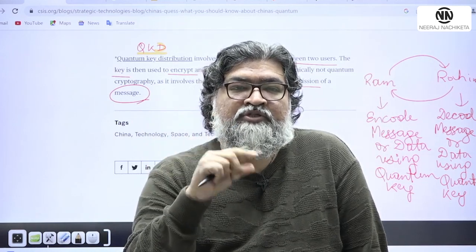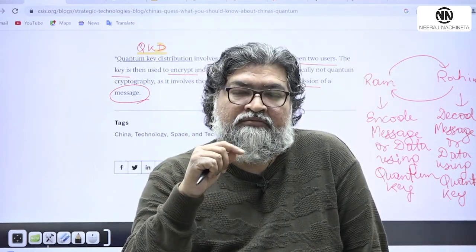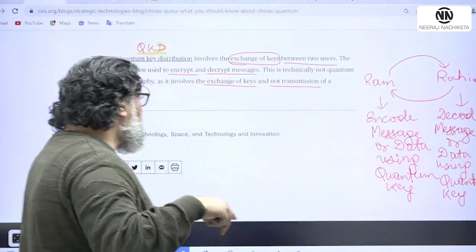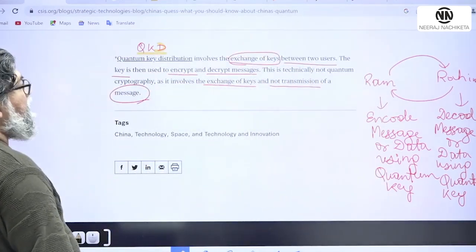That's where quantum key distribution comes in. This is what I have explained here. This is all making headlines, and that's what I am trying to make you understand.